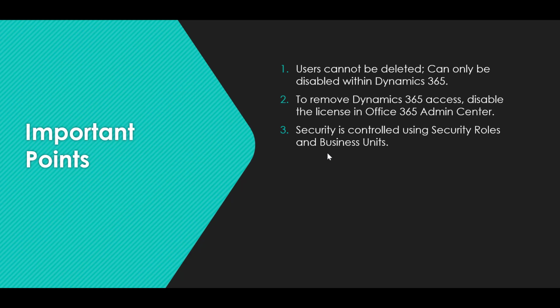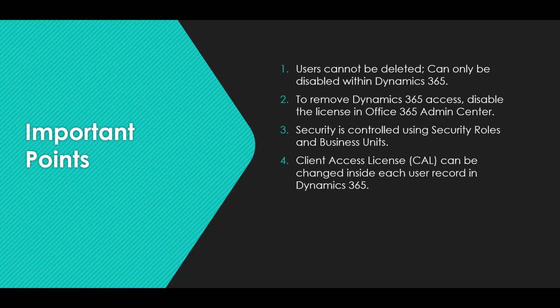And security, which is one of the most important parts and which we will cover later in upcoming videos, is controlled by using security roles and business units. Also, the client license access can be changed inside each user record in Dynamics 365. If you go to the users, you can change the user type there. And each user can be part of one or more teams. So these are some of the important points that you need to remember.